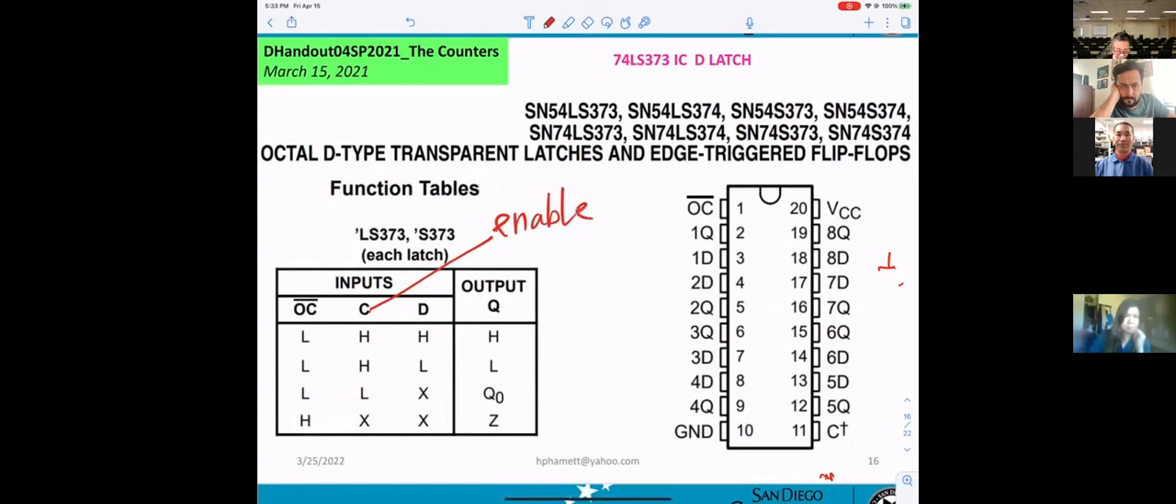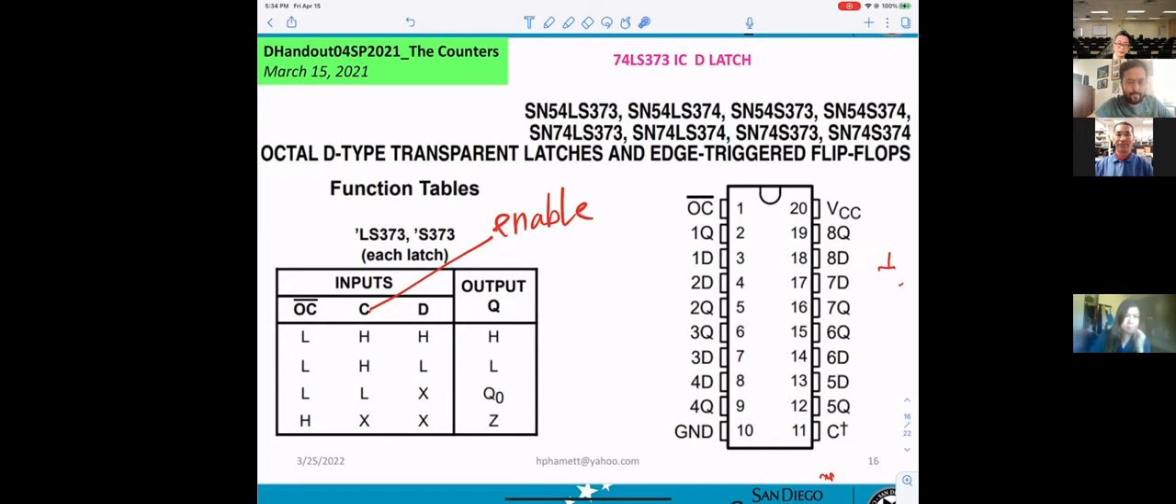Okay. If enable is high, what happens? Enable high tells you any D input here can go inside here. Okay. And output control low, the data of the input D inside can now go out. So that's why if you get a high in, then Q will be high. Okay, if you get a low in, output will be low.